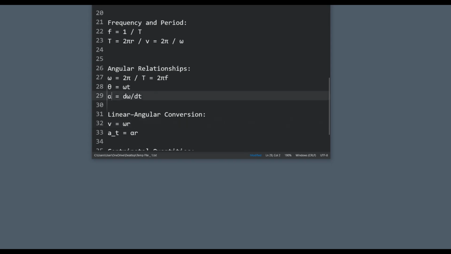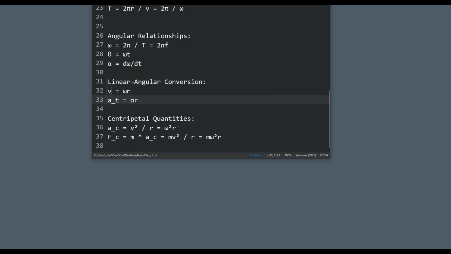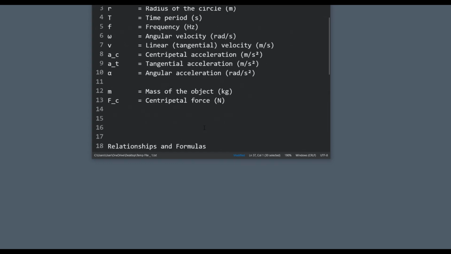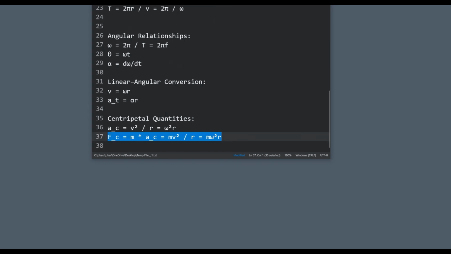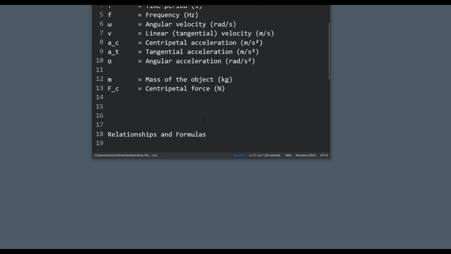And this is your angular acceleration. Then you have v, the linear velocity, equal to omega r. Your tangential acceleration is alpha into r. And then you have the centripetal acceleration, which is equal to v squared by r, or omega squared r. This is one more expression that we're going to derive now. Derive as in, it's kind of an extension, that's it. It's nothing much over here. We'll be using it basically.